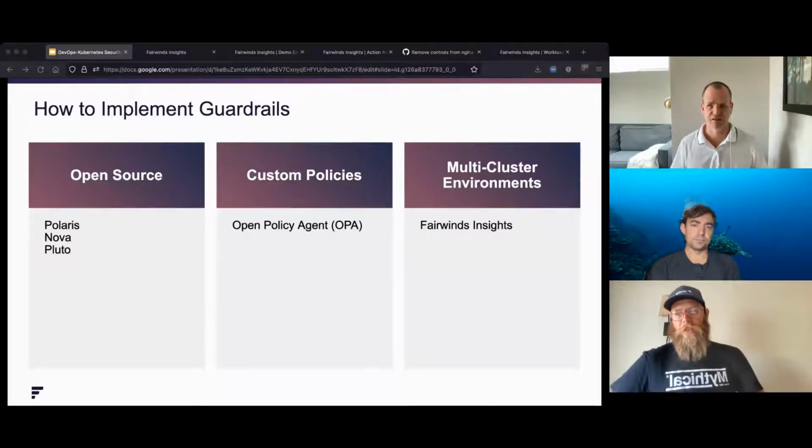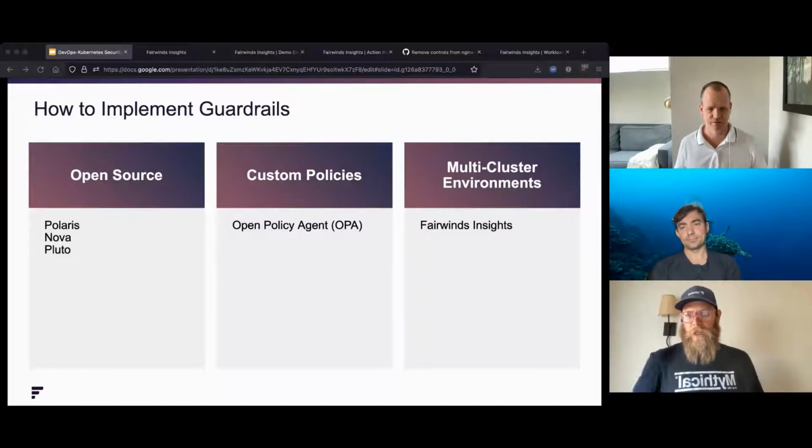I don't know how we want to tackle this. Ivan, you want to start with open source? Talk about some of our guardrails tools, Polaris, Nova, Pluto, what they do in the guardrail world.